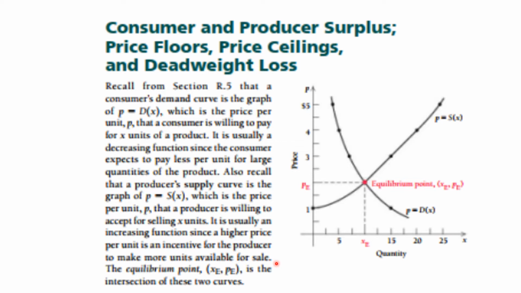Now, for commodities, there's a point called an equilibrium point, X sub E, P sub E, which is the intersection of these two curves. This is only true for commodities, but then many people can make commodities. So the equilibrium point is where the demand curve intersects the supply curve, and that is the market equilibrium point, or the equilibrium point.